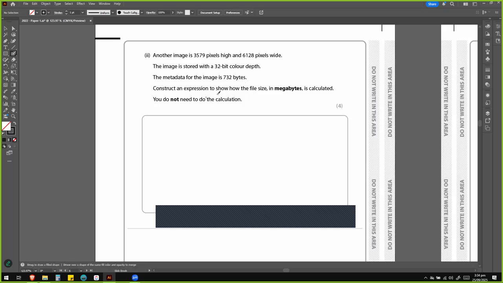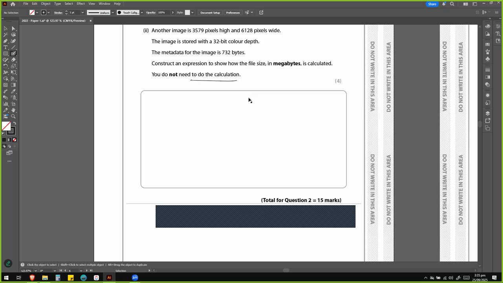Okay. Construct an expression to show how the file size in megabytes is calculated. Okay, you do not need to do the calculation. So basically, they're just asking you for the expression and not the calculation itself. They don't need the answer. They just need to see the expression, right? When you put all these numbers together, how do you multiply them, etc. So again, pause the video and come back for the answer.